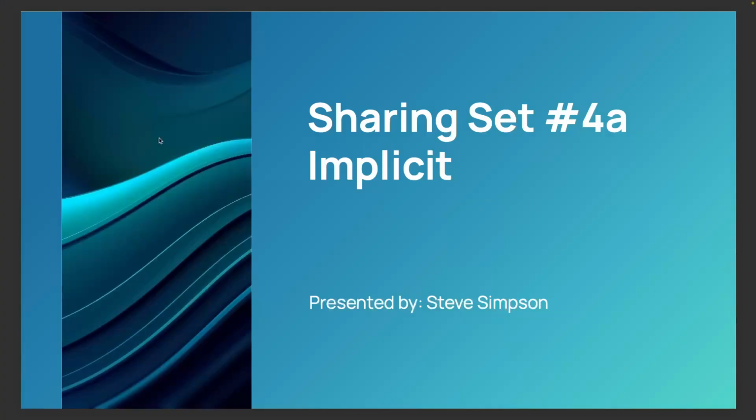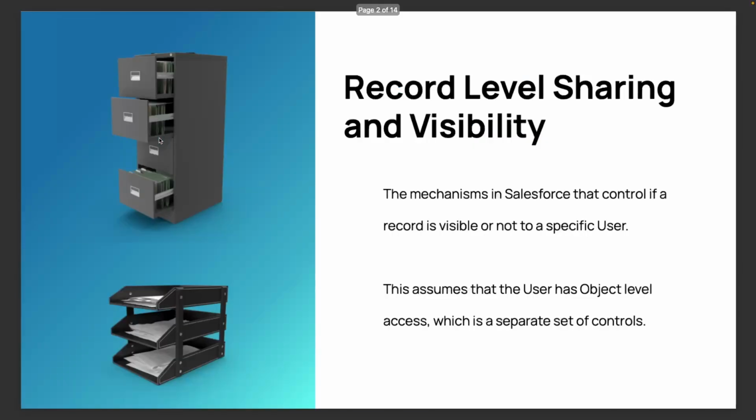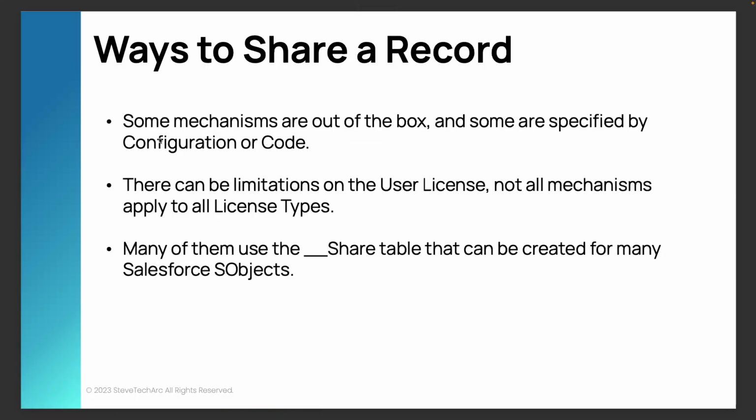So we're going to be diving into implicit sharing. We're talking about record level visibility and seeing the particular records in a file cabinet, the object access granted to profiles and permission sets. And when you mark the object as private, being able to control the visibility of particular records. Some of these are out of the box and some of these are by code. The ones we're talking about today are out of the box. We're talking about the ones that are driven implicitly, that are not overt.